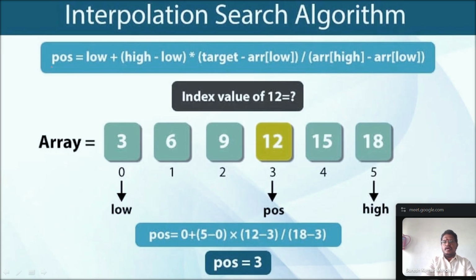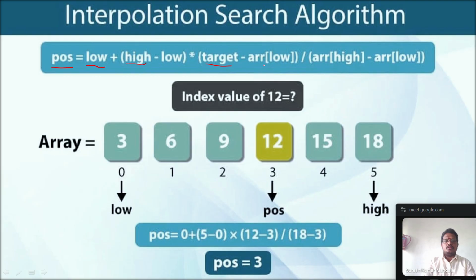This is the formula we are having. First, POS indicates the position. The low indicates the starting index within your array. High indicates the last index of your array. Next, the target value is the value you want to find out, whether that value is present in the array or not. That value we treat as the target value.